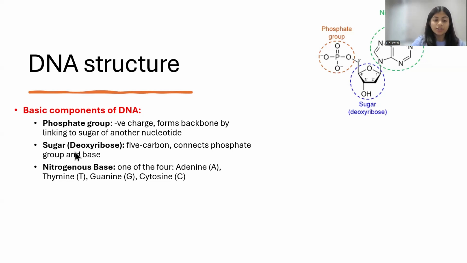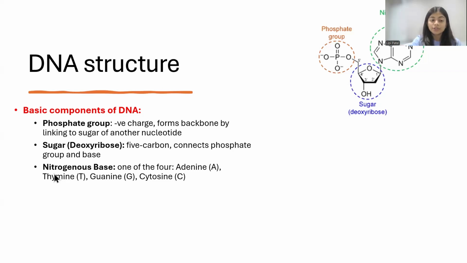Next is the sugar, which is deoxyribose. So deoxy means it has 1 less oxygen in it. And it is a 5-carbon ring. So you can see here, it is 1, 2, 3, 4, and 5. Opposite, 1, 2, 3, 4, 5. Yeah. So sugars are 5-carbon rings, and it connects the phosphate group and the base. So this is the nitrogen base, and this is the phosphate group. It connects between the two.